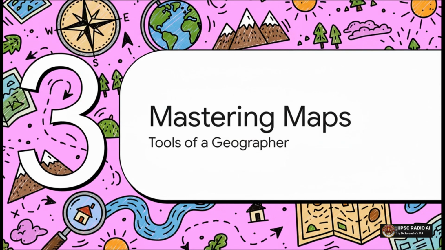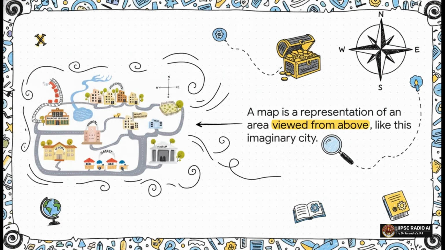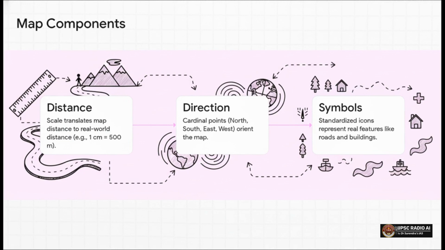Okay, so let's build on that foundation and get into a really practical skill, mastering maps. This is an absolutely core concept for GS Paper 1 and, frankly, an essential tool for any administrator. So what is a map, really? At its core, it's just a bird's-eye view of a place. It's a structured way to understand how things relate to each other in a space, whether that's a small town or the entire globe.